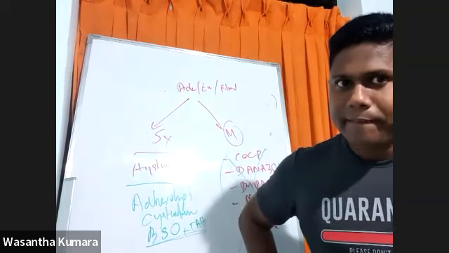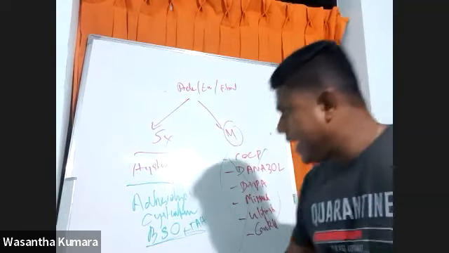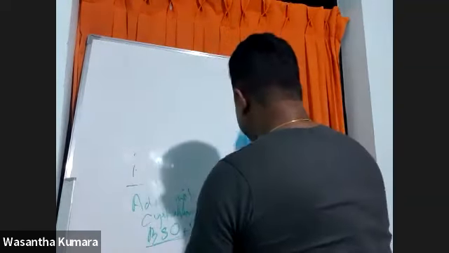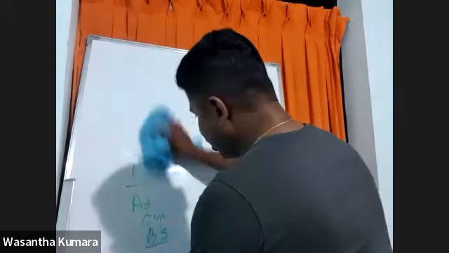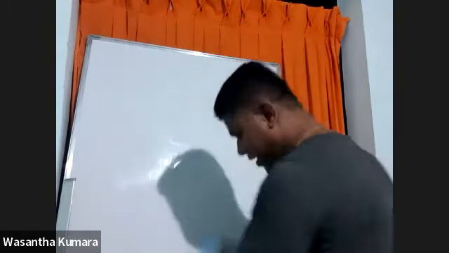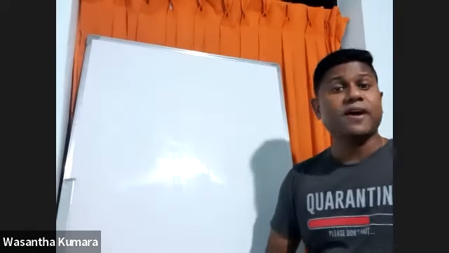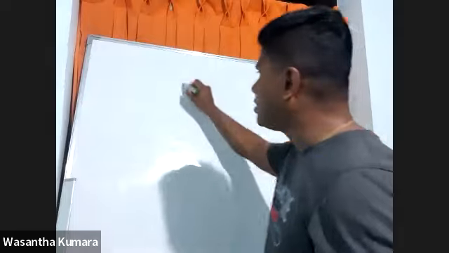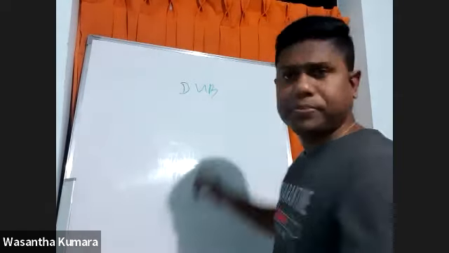Is that clear? All right. Then we'll go into DUB, dysfunctional uterine bleeding. Dysfunctional uterine bleeding. Any other name for dysfunctional uterine bleeding?